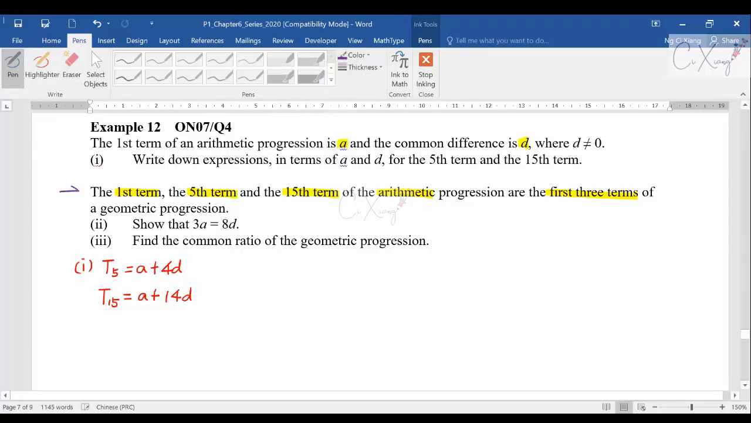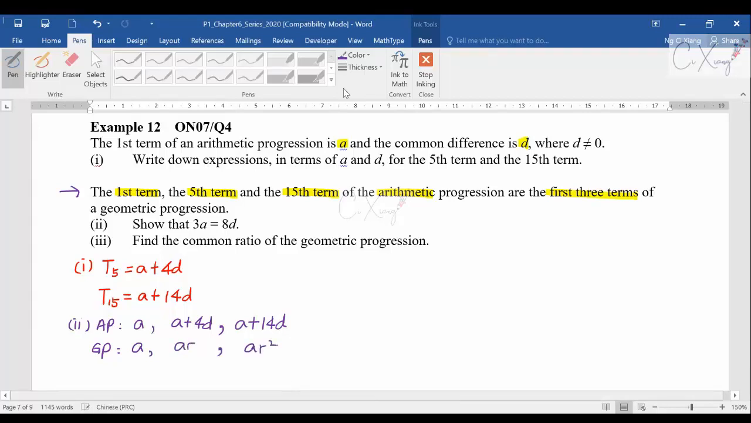So let me have a look at this one. If you look at it in a detailed way, for the arithmetic progression, I have the first term, which is A, the fifth term, which is A plus 4D, and the 15th term, which is A plus 14D, right? They equal the first 3 terms of the geometric progression. For the geometric progression, the first term is A, the second term is AR, the third term is AR squared.